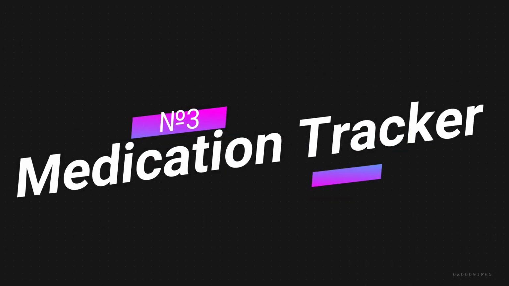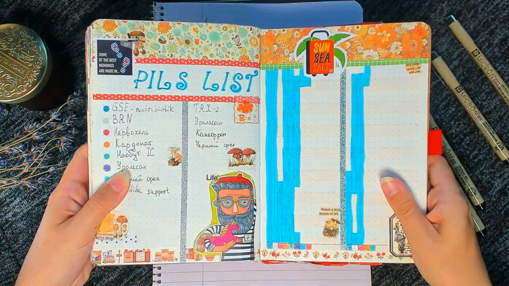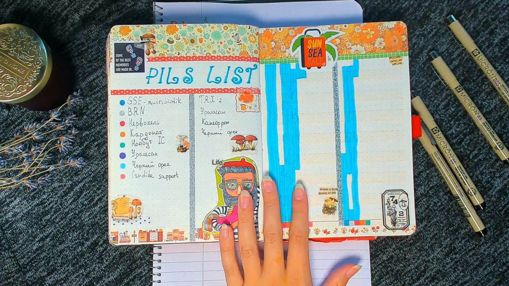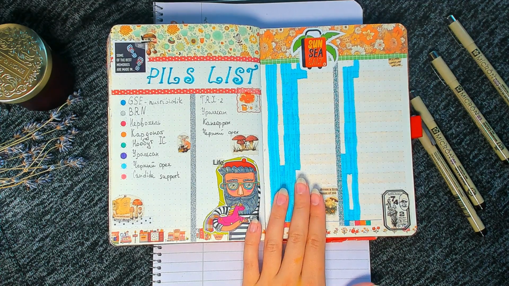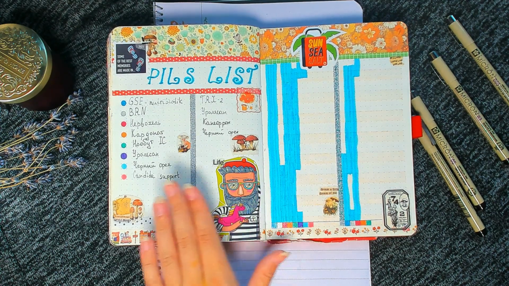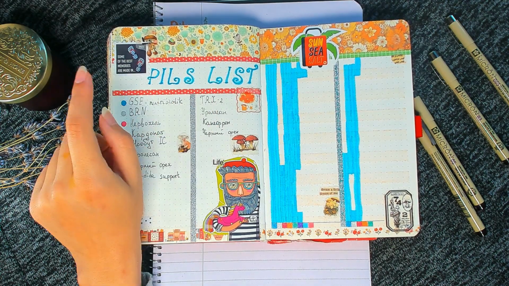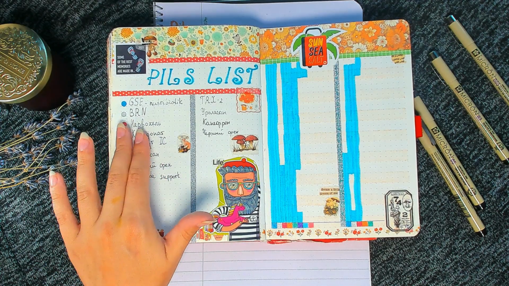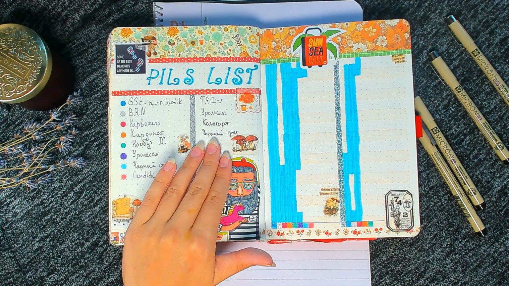Vitamins and medication tracker reminds you to take your vitamins and medication on time to maintain your health. On one side I write down the list of medications. I usually track medication intake for myself and my son. Each medication is assigned a specific color, which I then transfer to the bottom of the page. In the middle of the page there is a section for tracking my medications and my son's separately.